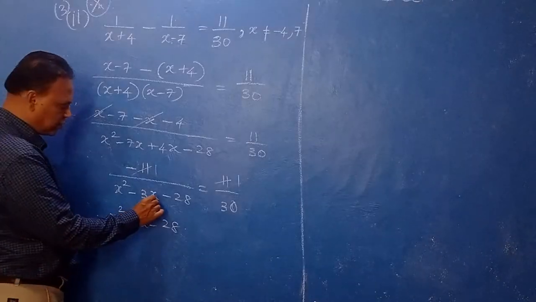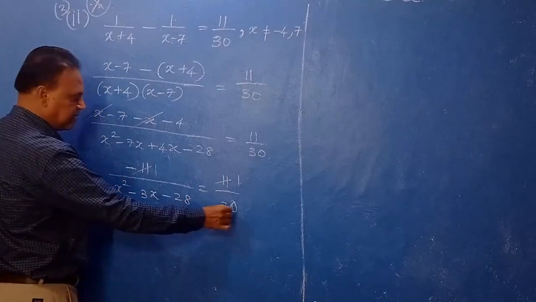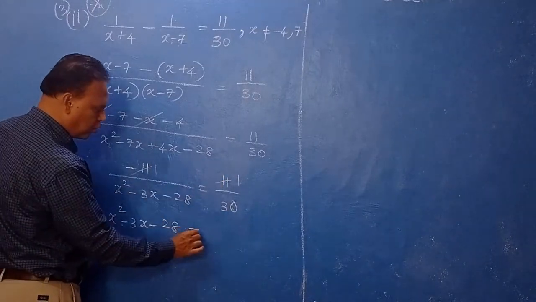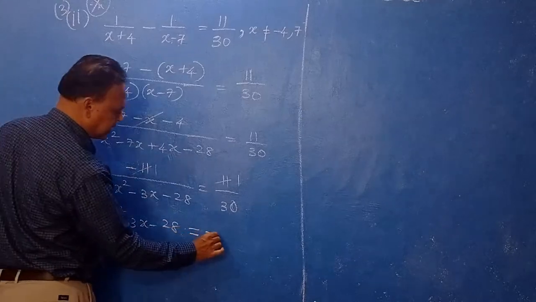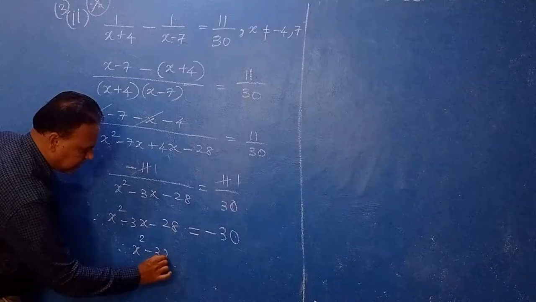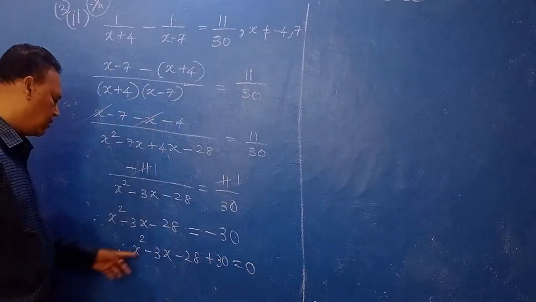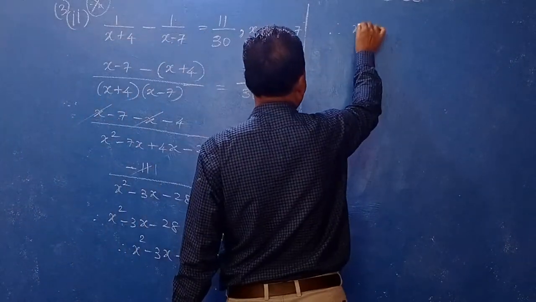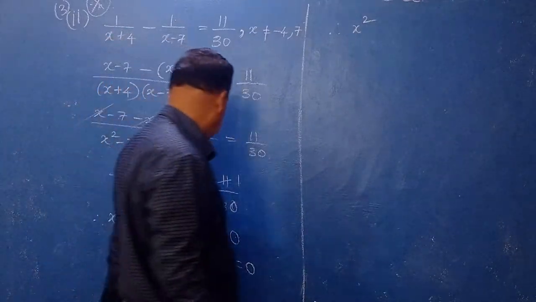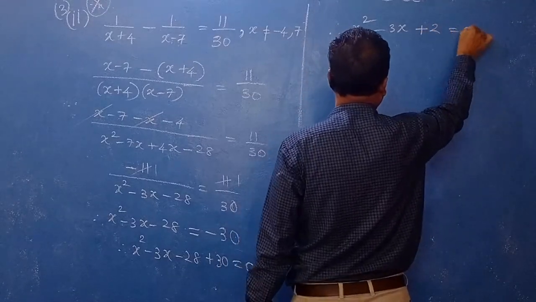When you cross multiply, first you multiply this, because always keep the x squared term on the left hand side, okay. Then this one you cross multiply. First you are multiplying this one, you are getting equal to. Then this one you multiply by minus 30. Now minus 30, bring this side. Therefore x squared minus 3x minus 28 plus 30 equal to 0. Therefore x squared minus 3x plus 2 equal to 0.